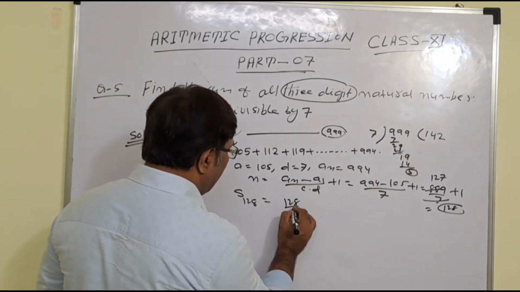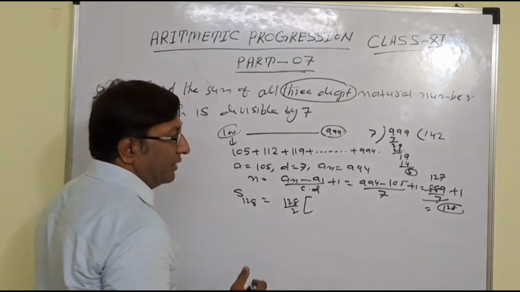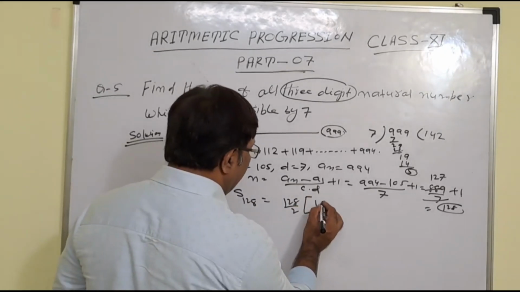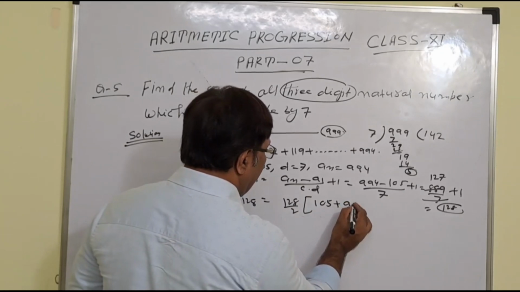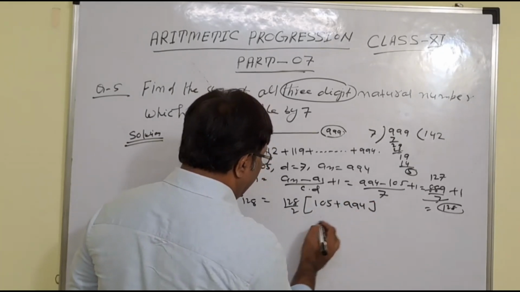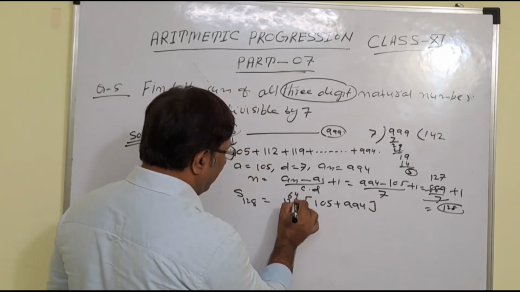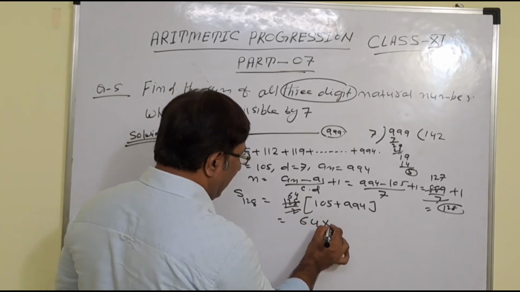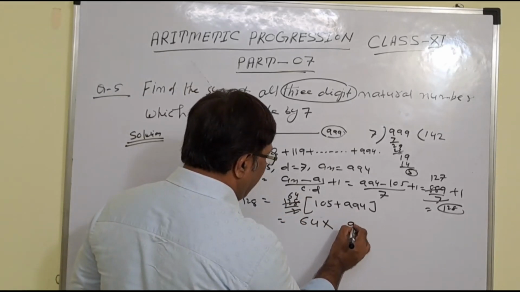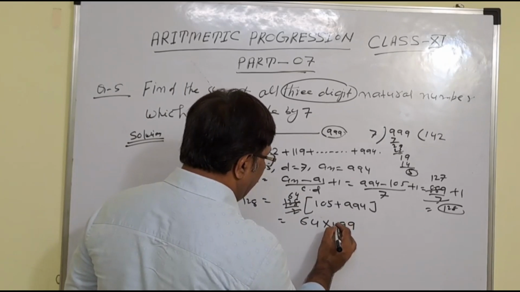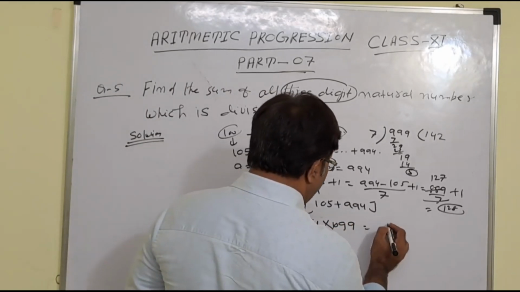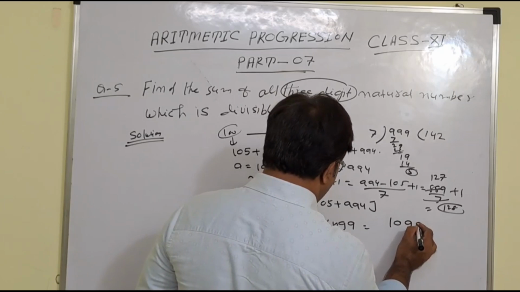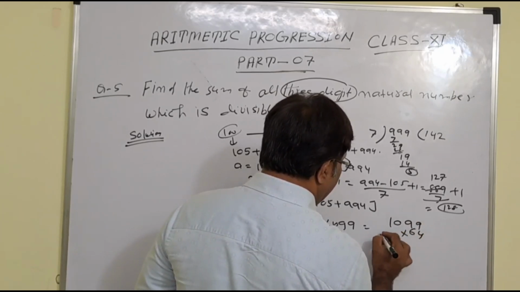N by 2, 128 by 2, A plus L. First term plus last term. First term 105, last term 994. And here 2 6s are 12, 2 4s are 8. We get 64 multiplied by 5 plus 4, 9. This is 9 and 9 1s are 10. So when we multiply 1099 by 64, we get our answer.